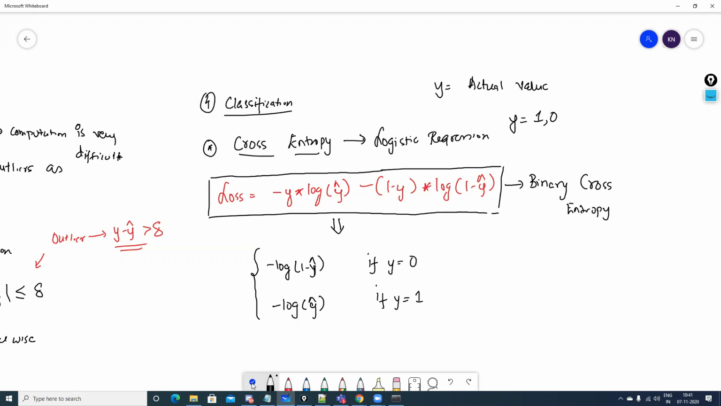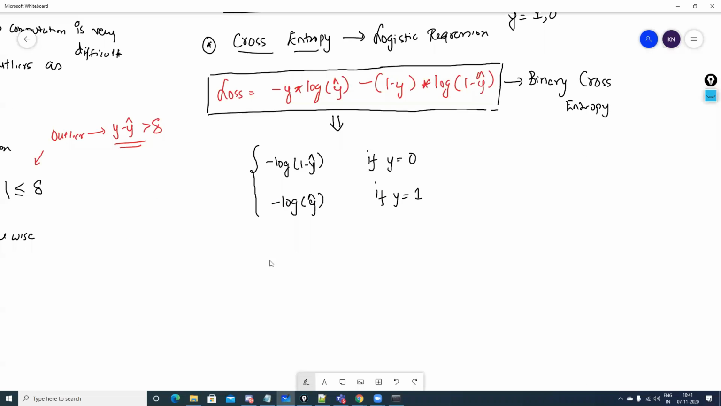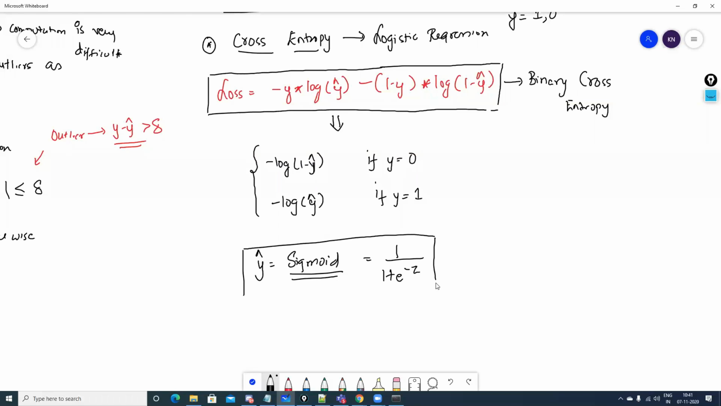But now the question arises, how do we find out y hat? Y hat is found by using the sigmoid activation function. We saw that, right? In the last layer, before computing the loss, we have to compute y hat. And in order to compute y hat, we used the equation 1 divided by 1 plus e to the power of minus z, right? This is the way we compute y hat.